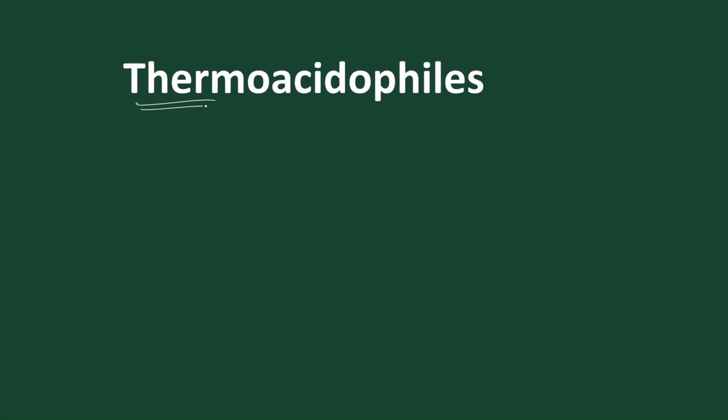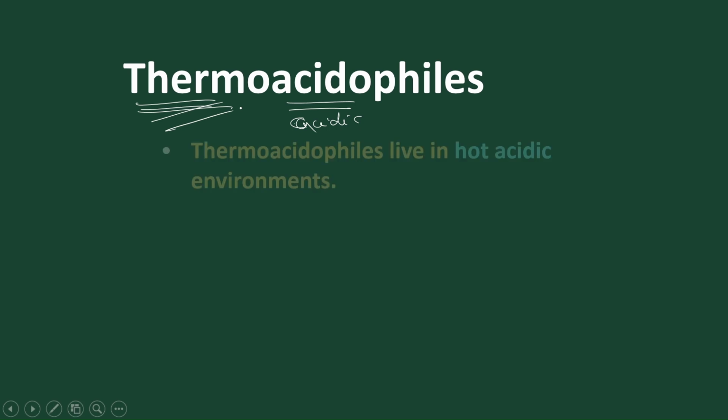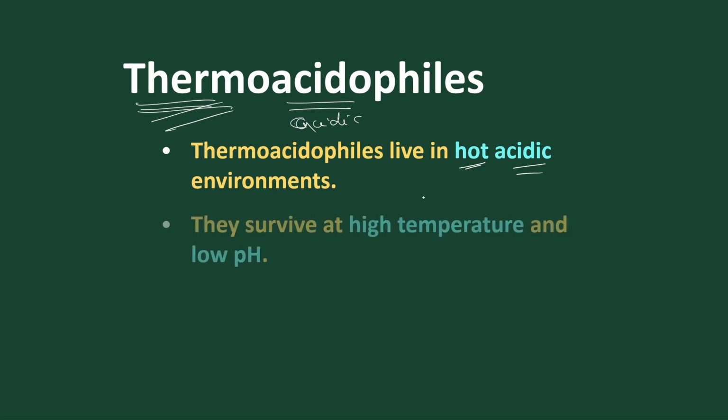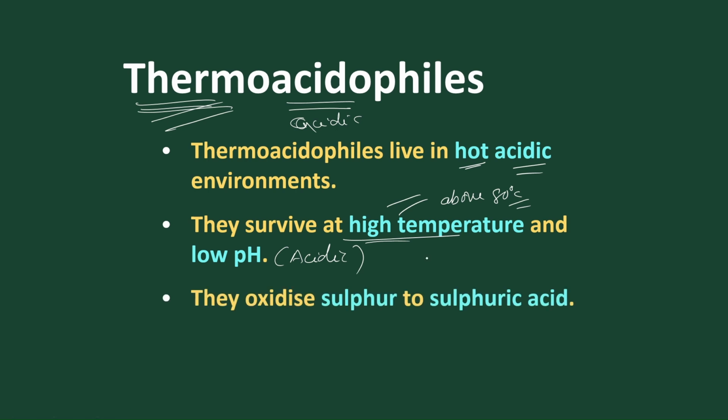Thermoacidophiles can survive at high temperature and low pH, meaning acidic conditions. They can easily survive at temperatures above 80 degrees centigrade. So these thermoacidophiles are found in hot acidic environments, such as hot springs and boiling water above 80 degrees centigrade. They can also survive above 100 degrees centigrade.